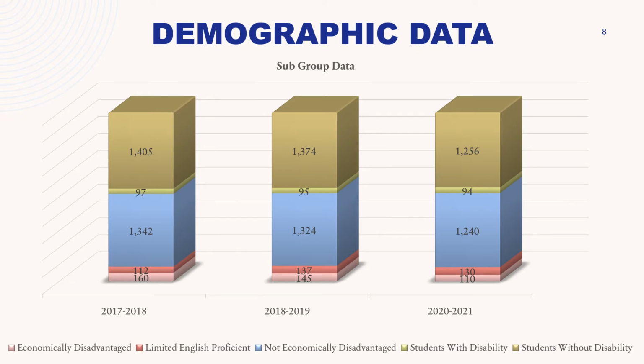Here we're looking at demographic data, specifically subgroup data. We're looking at the economically disadvantaged students, limited English proficiency. It also includes the non-economically disadvantaged, students with disabilities, and then students without disabilities. So a low amount of economically disadvantaged students. We don't have very many of them at Autry Mill, and it has also decreased over the past few years. But our limited English proficiency, so our ESOL students, has increased over the years, starting at 112 students to more recently 130 students.